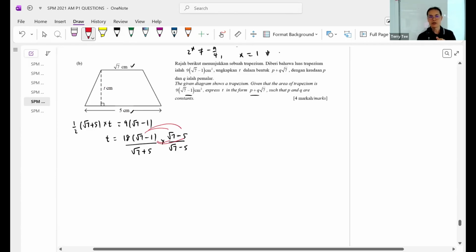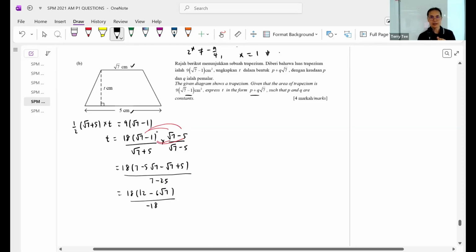Okay, now let's expand one by one. 1, 2, 3, 4. This will give us 18. Root 7 times root 7 is 7. Root 7 times 5 is 5 root 7, minus root 7, plus 5. Divide by root 7 times root 7 is 7, 5 times 5, 25. Okay, so can we simplify further? 18. 7 plus 5 is 12. Minus 5 minus 1, minus 6 root 7. 7 minus 25, negative 18, correct?